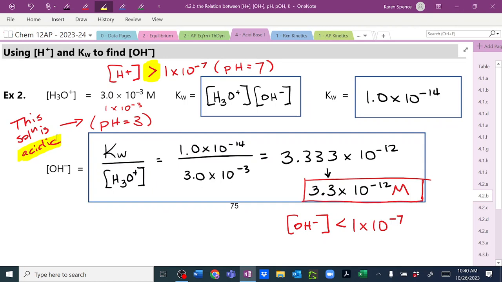It's not actually 3. I was approximating, so I didn't have to haul out my calculator. It's going to be 3 point something.